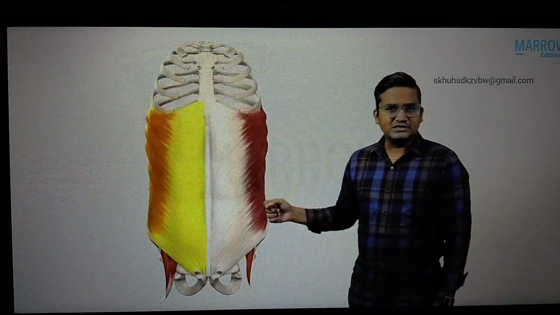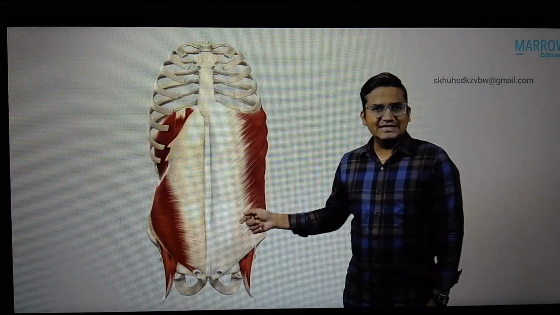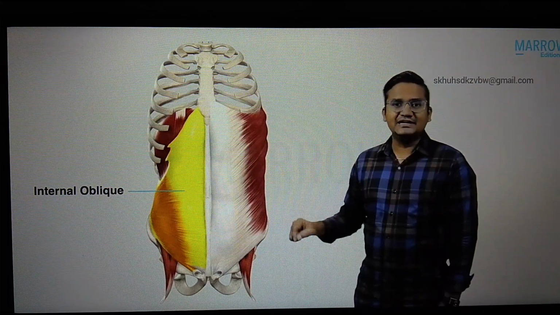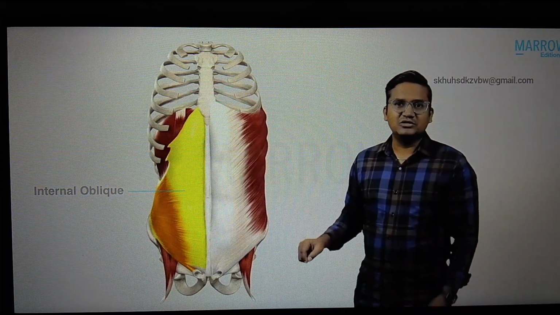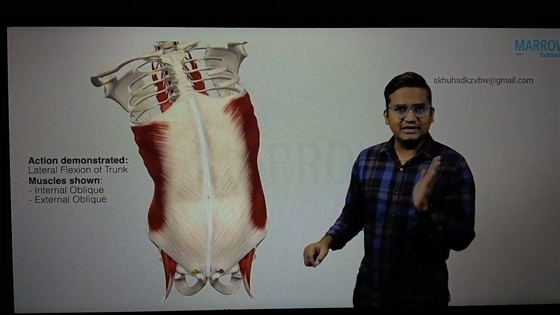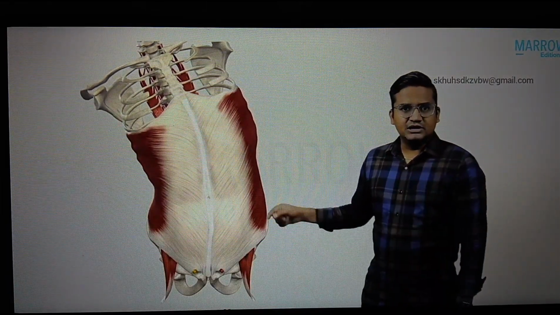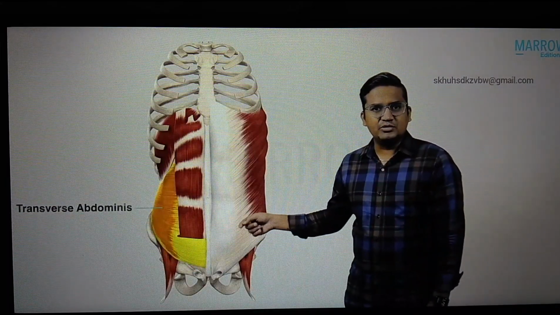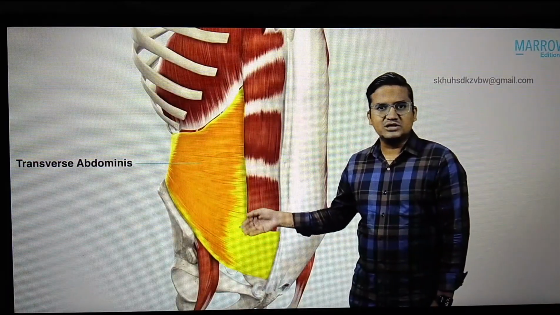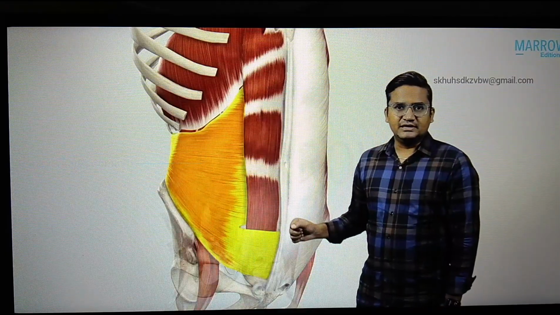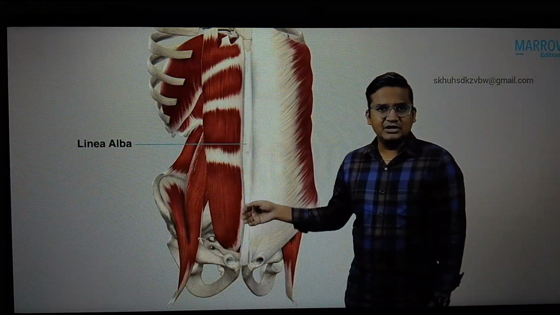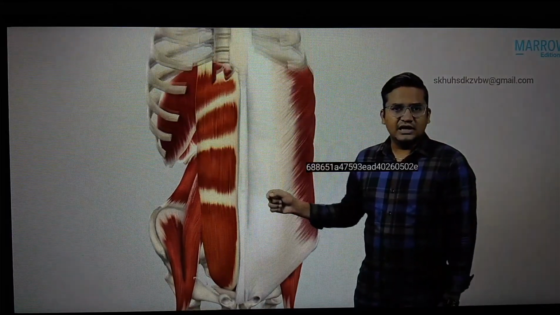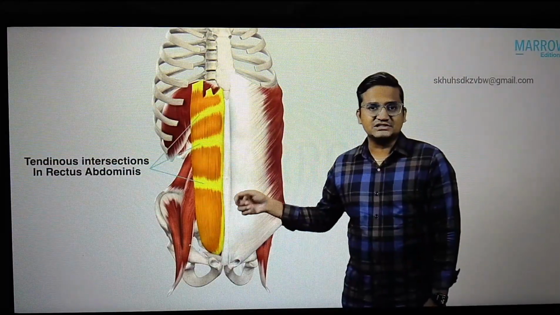Now, we're going to remove the external oblique muscle and we are seeing the internal oblique muscle. Internal oblique muscle also does the lateral flexion along with the external oblique muscle. See here, the trunk is moving like this. Lateral flexion. Now, we're going to remove the internal oblique muscle and we are seeing the transverse abdominis muscle. Right. Now, in the midline close to linea alba, we are seeing one long muscle there. That is our rectus abdominis muscle, and we are also seeing some tendinous intersections.